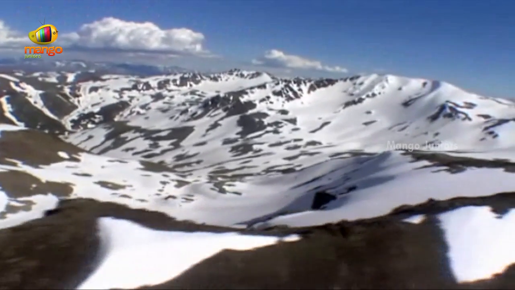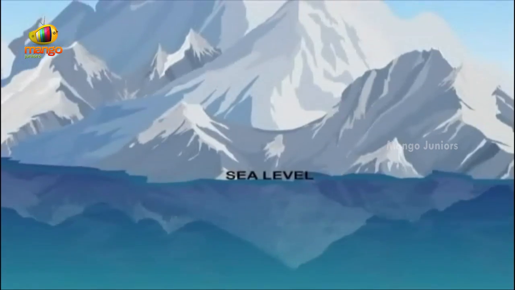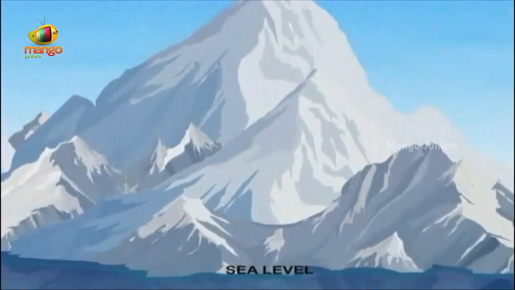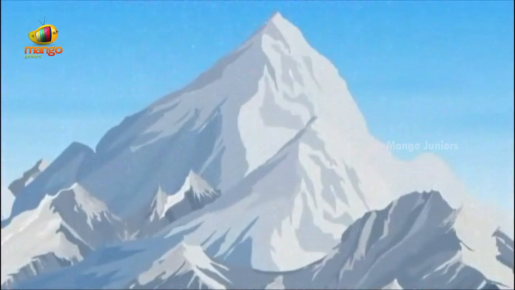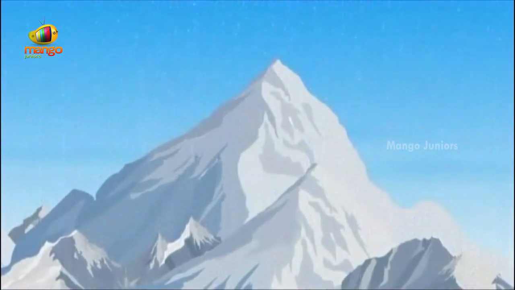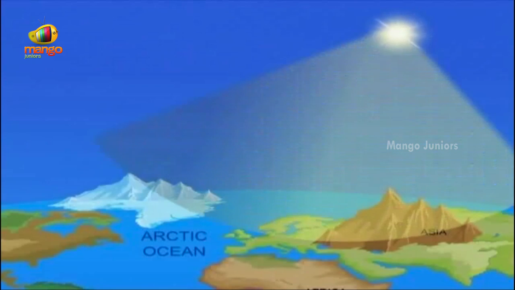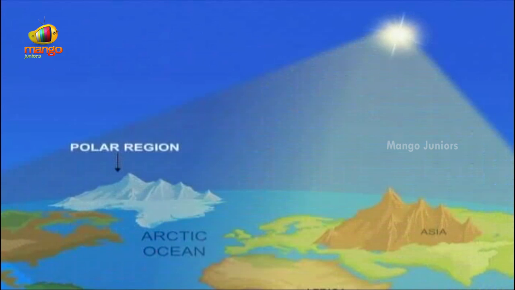But altitude, or the height from the sea level, is not the only factor that controls the temperature on the mountains. It also depends on the location of the mountain on planet Earth. The tropical mountains will be warmer compared to a mountain in a temperate or polar region, as the tropical region receives stronger sunlight than the poles.